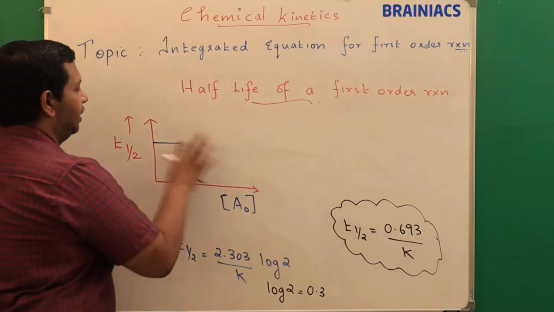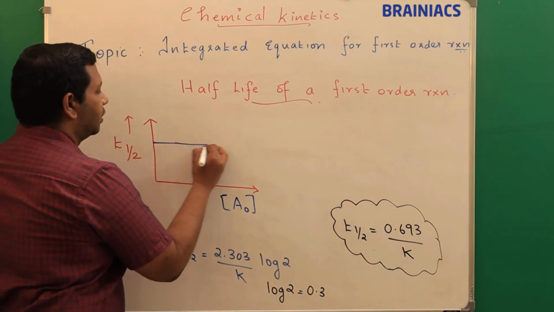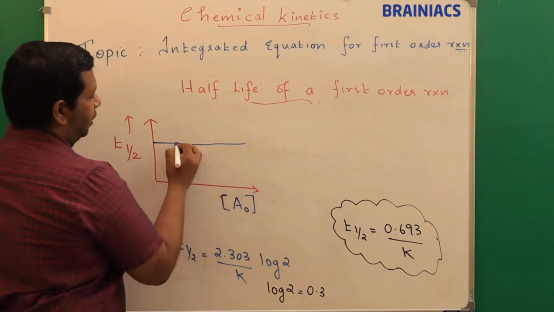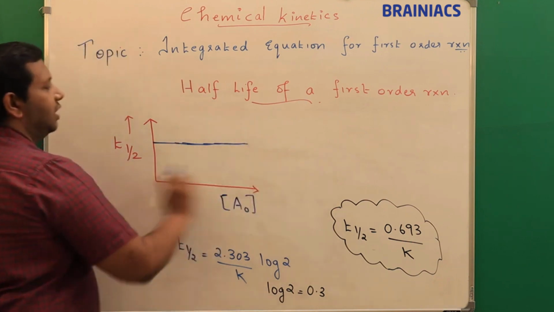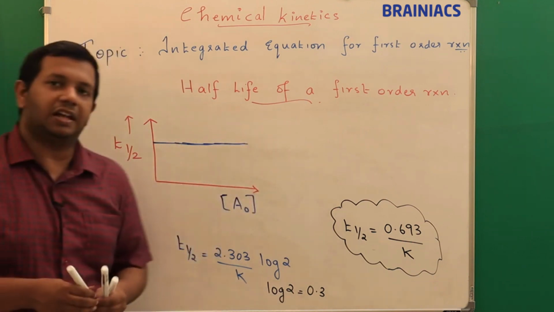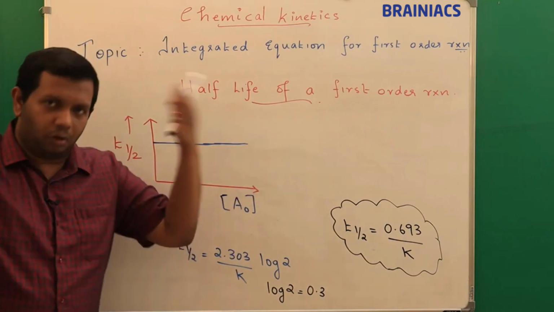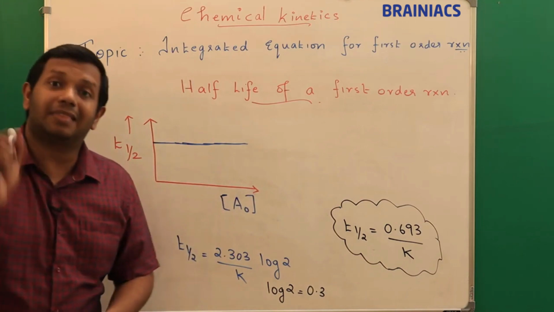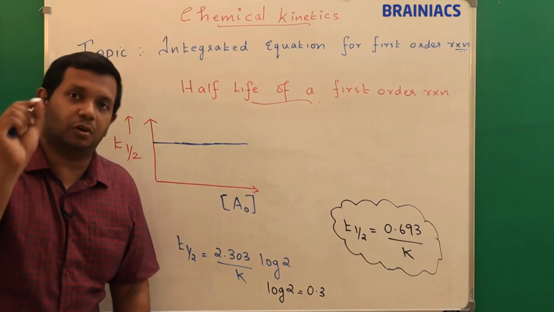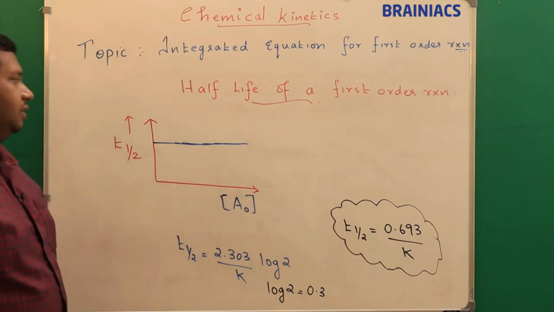Okay, it is just deviating. It should be horizontal. That is, it is not changing while we are changing the initial concentration. So if you take the initial concentration as high or low or whatever it be, the value of T half will always remain the same. For what order? For a first order reaction.